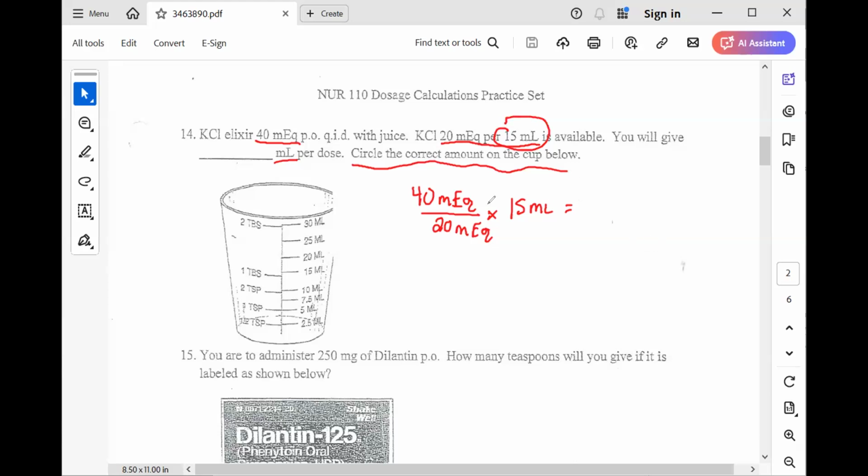So for this one, it's 15 ml. So 40 over 20 is 2, times 15 is 30 ml. You can also just plug that into your calculator. Your milliequivalents cancel out. You're left with ml. That's what you're looking for.